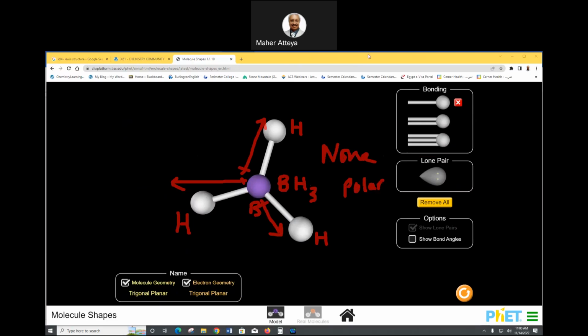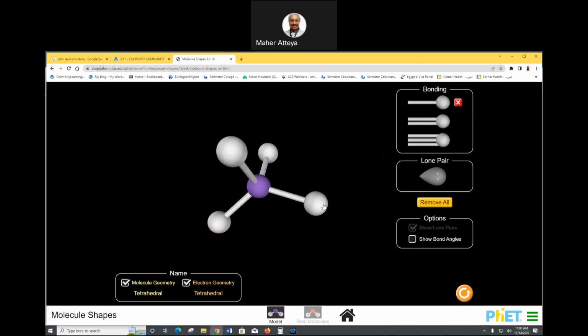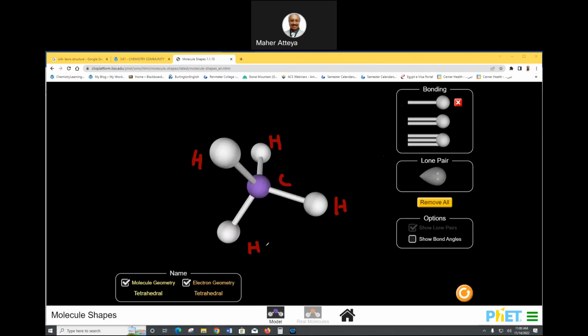How about if I add another one? Like carbon with hydrogen, hydrogen, hydrogen, hydrogen. So CH4 is polar or non-polar? This is again non-polar. Why? It's symmetrical. All the terminal atoms all over the place are identical. So this is non-polar.